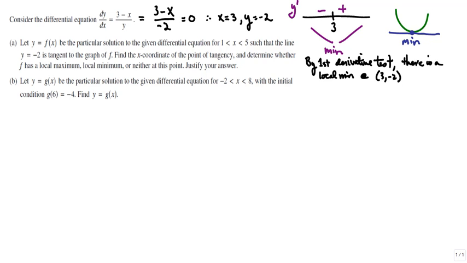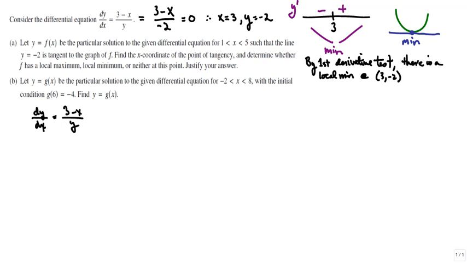Second, we're looking for the particular solution for x between negative 2 and positive 8 with the initial condition g of 6 is equal to negative 4. Now every different initial condition could quite conceivably produce a different particular solution, and so we call it something other than f of x each time. So this is g of x.